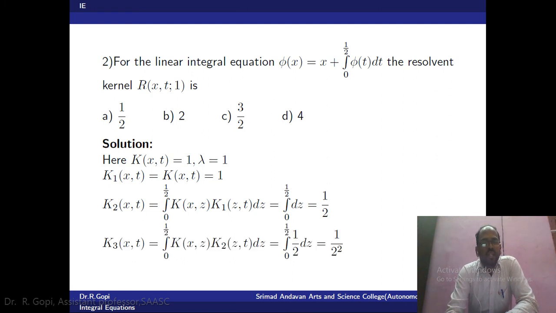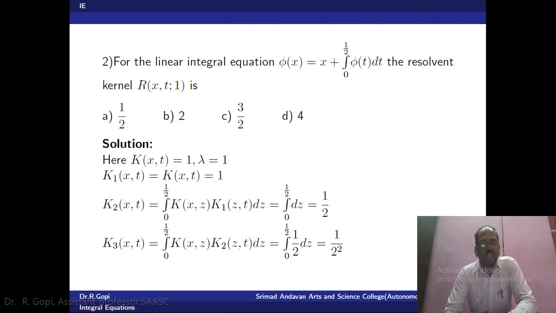Then k3 of x comma t equals integral 0 to 1 by 2 of k of x comma z into k2 of z comma t into dz. Here k of x comma z is 1 and k2 of z comma t is 1 by 2. So then 1 by 2 into dz. Integrating, 1 by 2 is a constant, so taking it outside the integral. Then integrating dz gives z, and substituting upper limit and lower limit gives 1 by 2. Already we have 1 by 2 here, then 1 by 2 into 1 by 2 is 1 by 2 square.